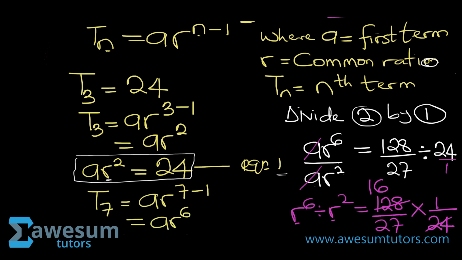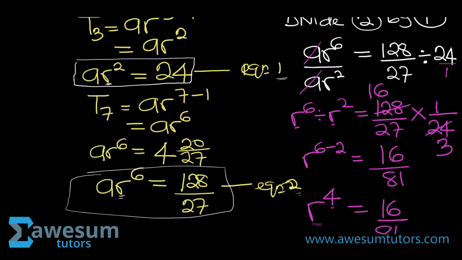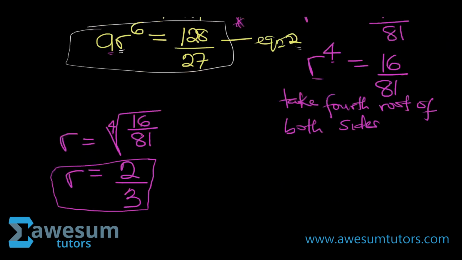Now what you can do right here is, remember we have two equations, equation 1 and equation 2. So what you have to do now is to substitute the value you got for the common ratio into one of these equations, either equation 1 or equation 2, so as to get the first term. It's always advisable to use the easier equation. This is ar raised to power 2. This is easier, so let us use equation 1.